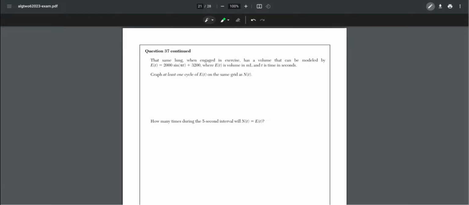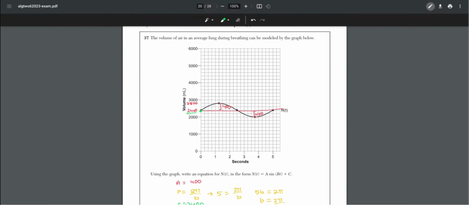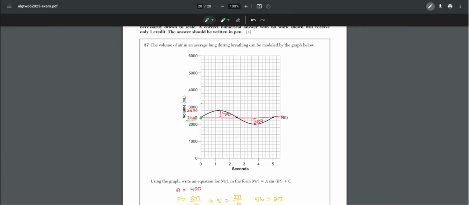The same lung, when engaged in exercise, has a volume which can be modeled by E of t is equal to 2,000 times sine of pi t plus 3,200. Graph at least one cycle of E of t on the same grid as N of t. So we know the period is 2 because 2 pi over b, where b is equal to pi, is equal to 2. So once we graph this out, we can answer the next question. How many times during the 5-second interval will n of t equal E of t? There are 4 intersections, so 4 times.